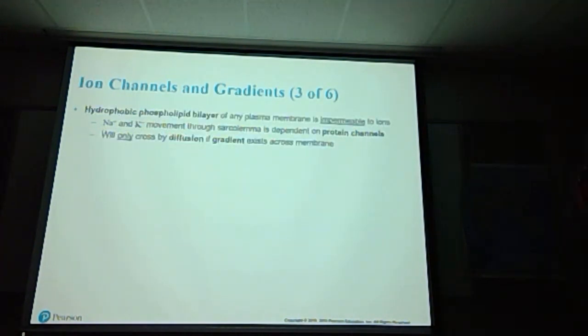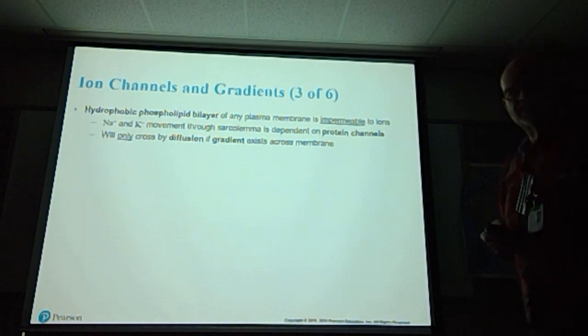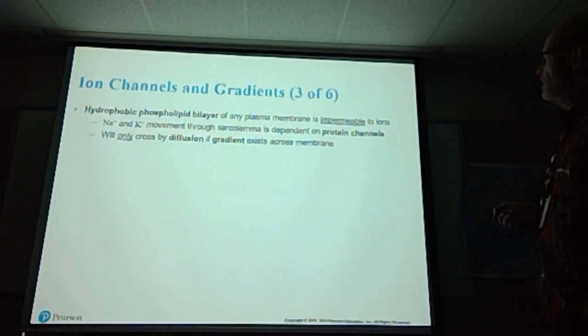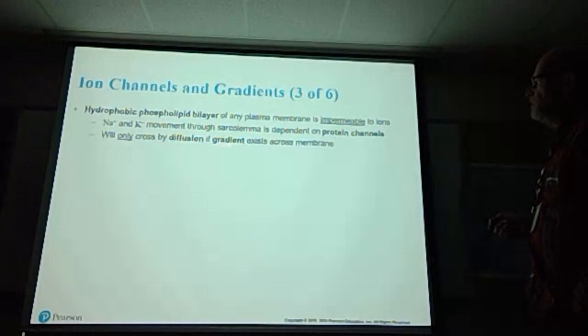The hydrophobic phospholipid bilayer of any plasma membrane is impermeable to ions. Think back to when we talked about semi-permeable membranes early in the semester. Sodium and potassium movement through the sarcolemma is dependent on protein channels. They will only cross by diffusion if a gradient exists across the membrane.